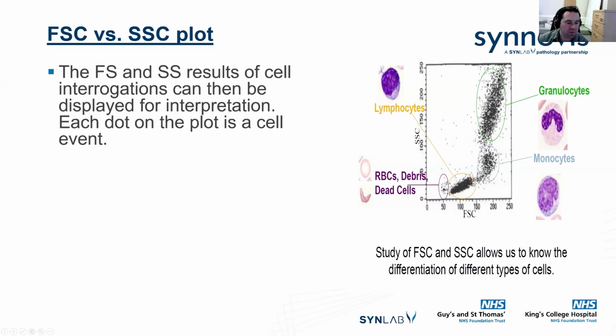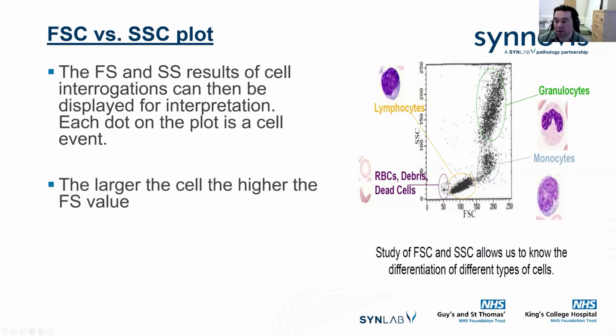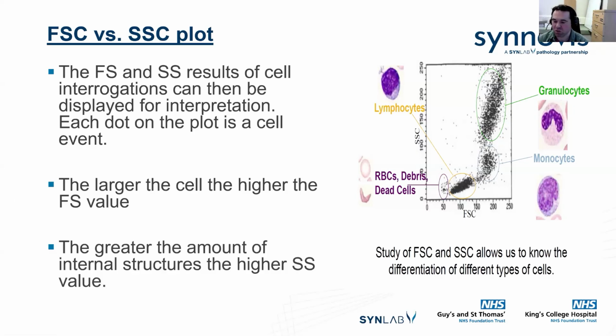The larger the cell, the higher the forward scatter. So here you see these cells are quite large, and lymphocytes aren't as large. And then the greater the amount of internal structures, the higher the side scatter. As we explained, the granulocytes have quite a lot of internal structures, so they are sitting quite high up on that side scatter.